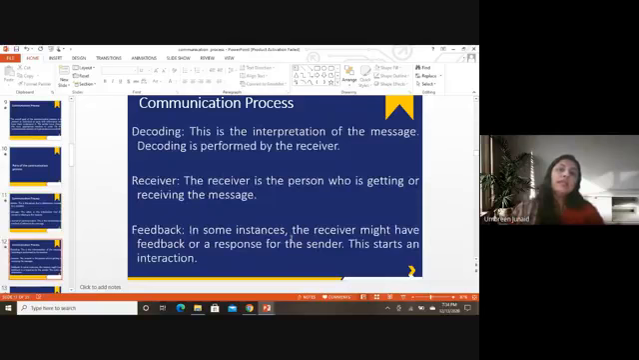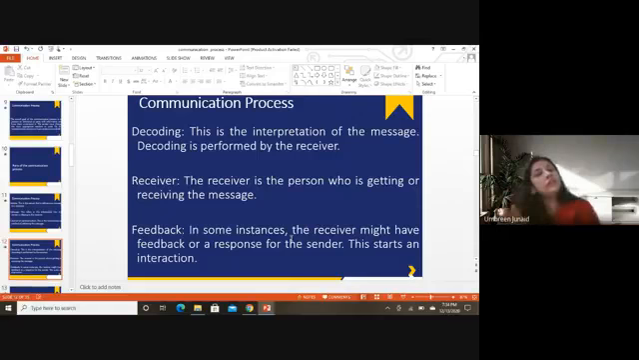Decoding. This is the interpretation of the message. Decoding is performed by the receiver. Now, what is decoding? Decoding is the interpretation of the message, how the message is being interpreted by the receiver.